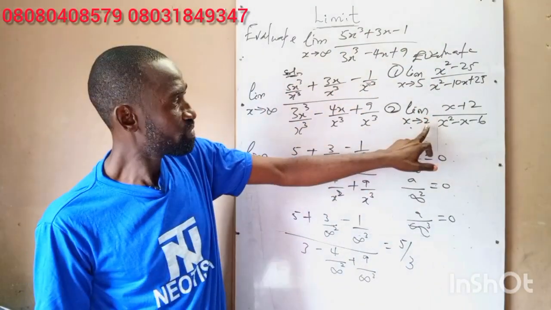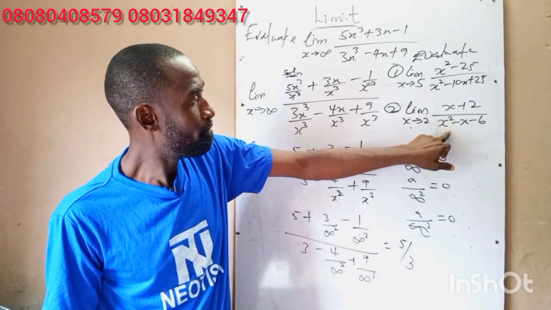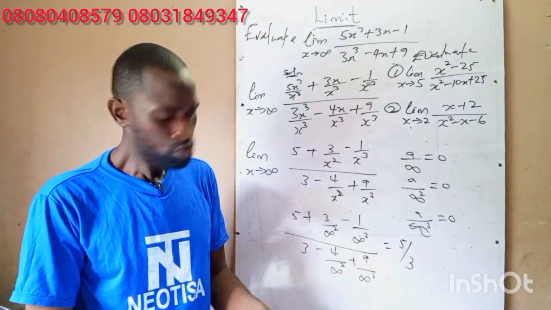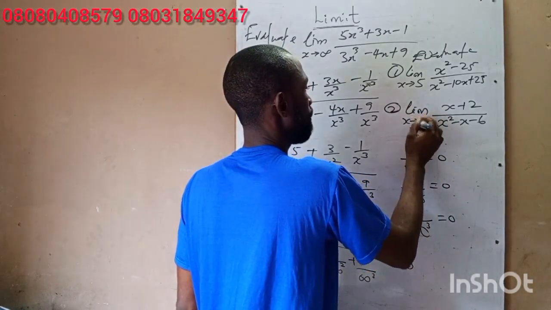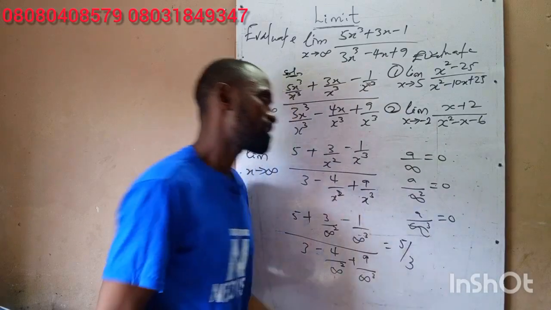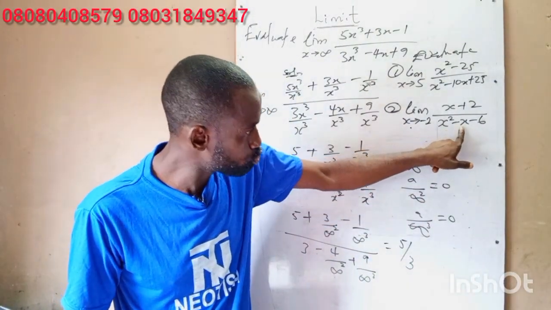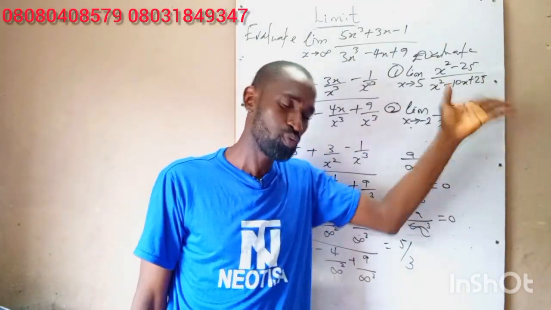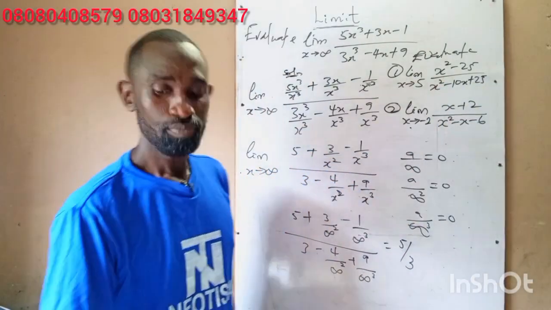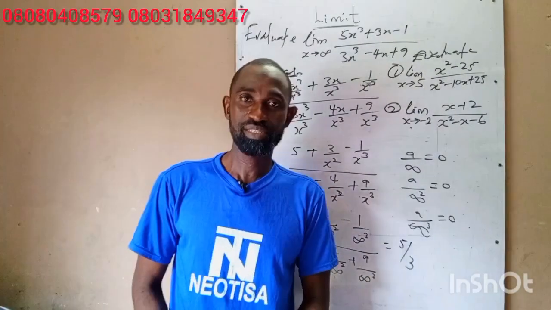This one too, the same thing. If you put 2 here, this will be 4, but this should be minus 2, not 2. Sorry, it should be minus 2, not 2. Let's put minus 2, as x approaches minus 2. This will now be 4 plus 2 minus 6. That will be 4 plus 2, 6. 6 minus 6 is 0. So just solve it and put the solution in the comment section below.